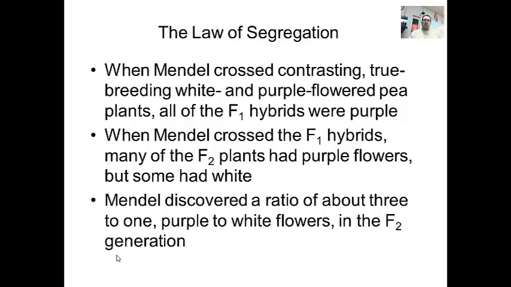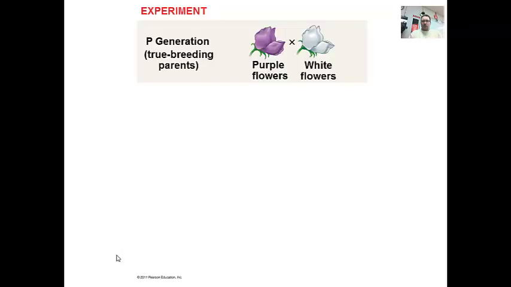Mendel crossed true breeding white and purple flowers. All the F1 hybrids were purple. You'll see that picture in a minute. When he crossed all the F1, some were purple, some were white, and it was in a 3-to-1 ratio. Okay, so here we go.